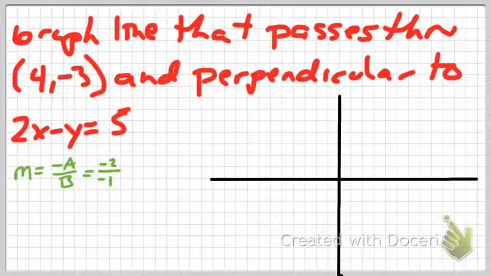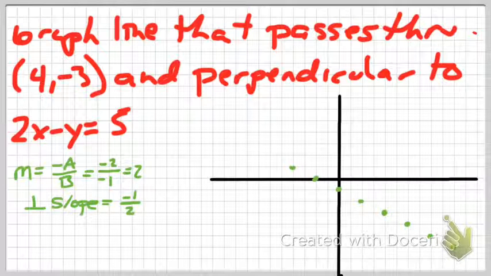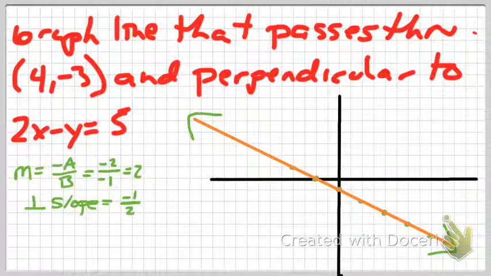Opposite of a over b, -2 over -1. That slope is 2. Our slope is perpendicular to that one, so we're going to flip it and change the sign. So our slope is -1/2. So we have our point (-3), and we're going to go down 1, right 2, a bunch, and there is our line.